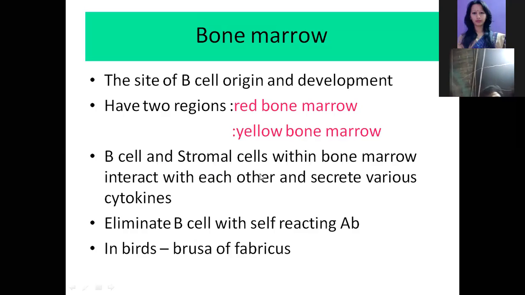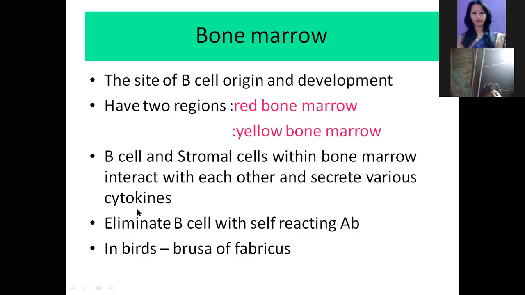B cells and stromal cells, which are present in the bone marrow, interact with each other. When they interact, they secrete a chemical. That chemical is known as cytokines. So various kinds of cytokines are secreted by the cells. Then what happens?